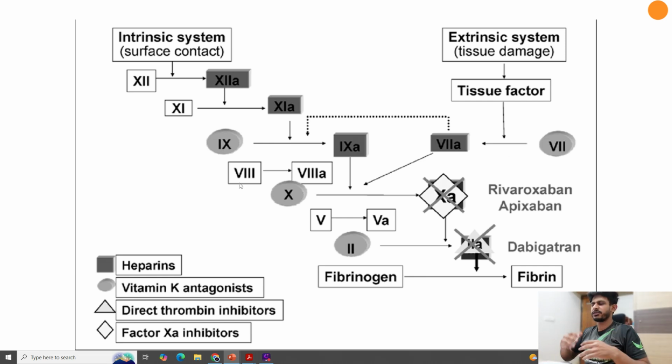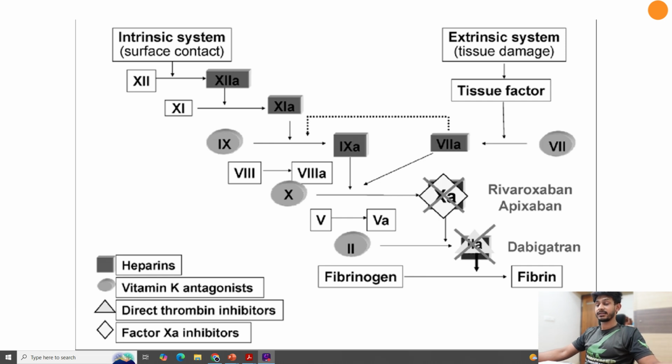What is the mechanism of action of heparin? In a normal state, there's something called antithrombin 3 floating around in the blood in inactive form. What heparin does is it activates antithrombin 3, and antithrombin 3 in its active form acts on factor 10A and inhibits it, and prevents the conversion of 2 to 2A, which is the conversion of prothrombin to thrombin. So that is the mechanism of action of heparin.